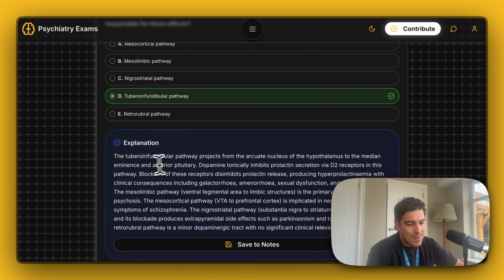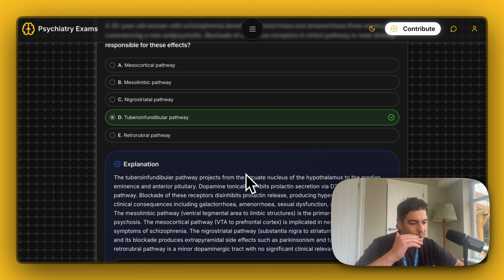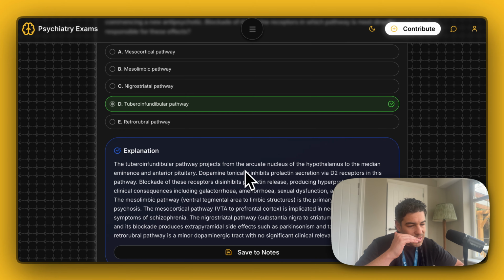I shan't read out the full passage, but effectively, we'll go back to the question. Our antipsychotic is leading to dopamine blockade. All right, so in this pathway, dopamine blockade is disinhibiting prolactin release. So the dopamine blockade is leading to a rise in prolactin.